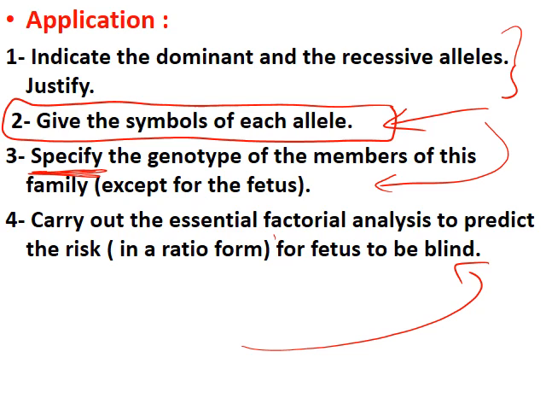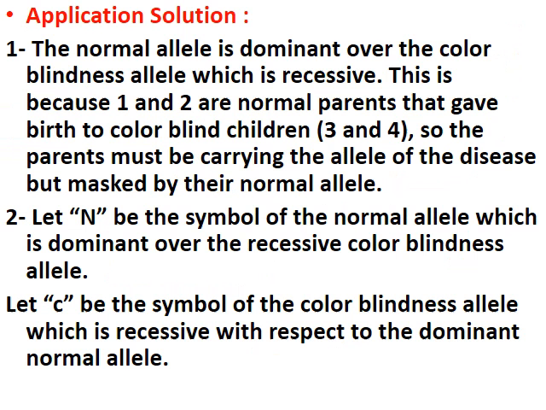So in the ratio form means that you have to work in proportion and not in percentage. So solution for this application: the normal allele is dominant over the color blindness allele, which is recessive. This is because 1 and 2 are normal and they gave birth to color blind children 3 and 4. So the parents must be carrying the allele of the disease, but it was masked by their normal allele.